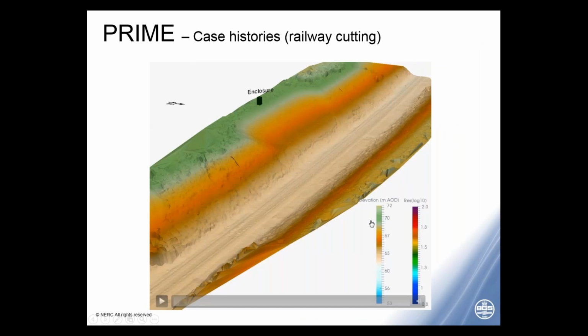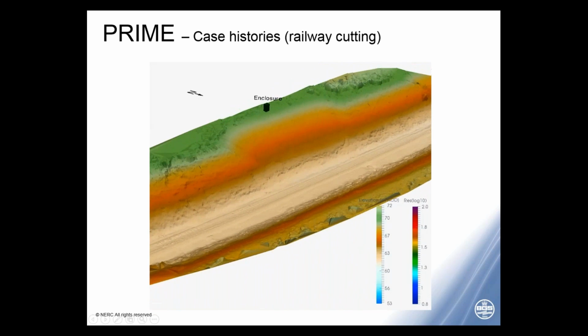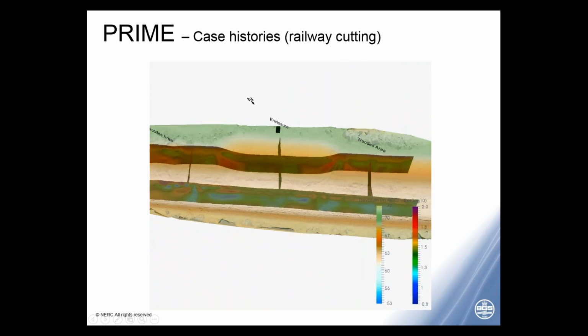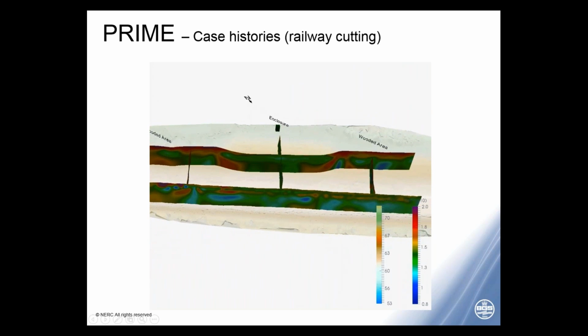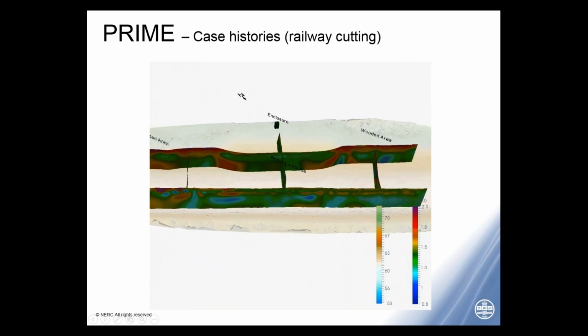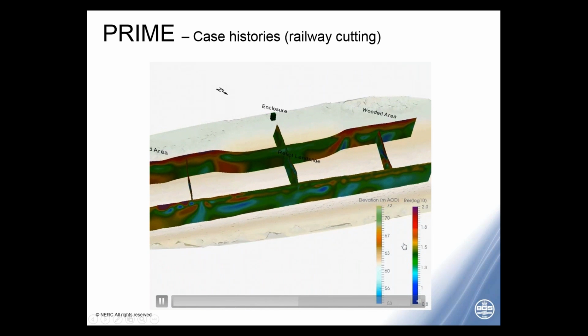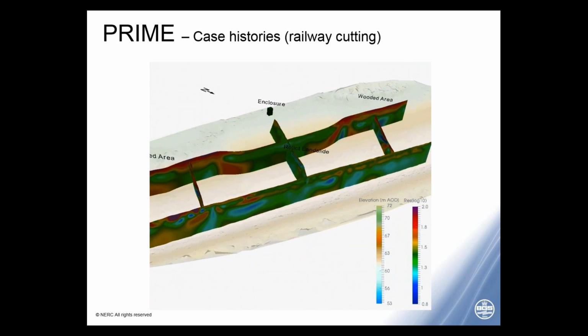So this next animation shows a LiDAR scan of the area that we've installed into. You can see the enclosure sitting at the top of the cutting. The stepped back feature just below the enclosure represents an old landslide in the cutting. And as we pan around, you get a feel for the site. We've got wooded areas either side of the enclosure and the old slip, and then the slip itself just has a grass cover.